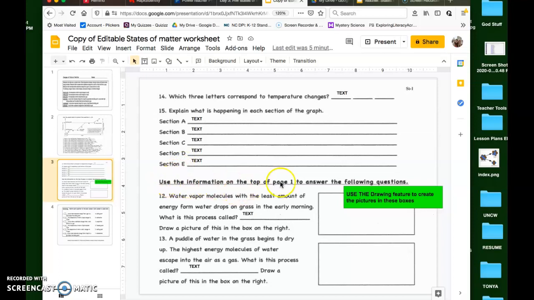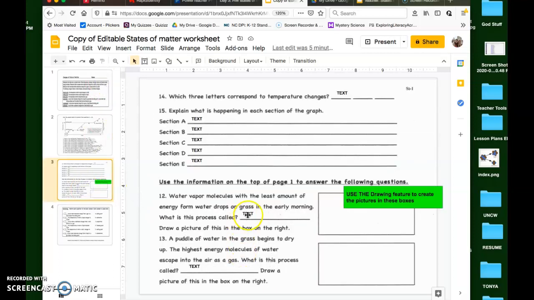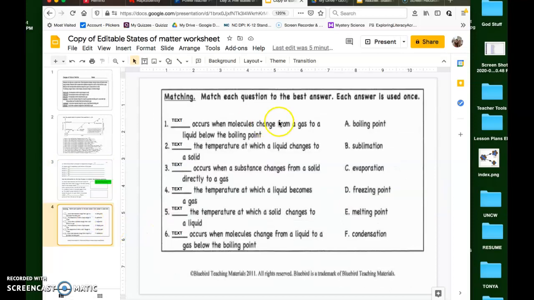Then you're going to use the information at the top of page 1 to answer the questions. So these definitions, they're going to help you answer these questions. Don't forget that you need to draw a picture. My green box here says that you are going to use the drawing feature to create pictures in these boxes. And then the last part of the worksheet asks you to match each question to the best answer. So this is a little vocab review here. You're going to use each of them once, so they shouldn't repeat.